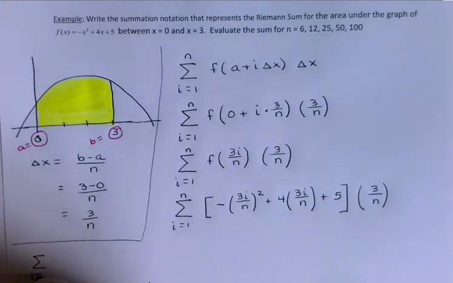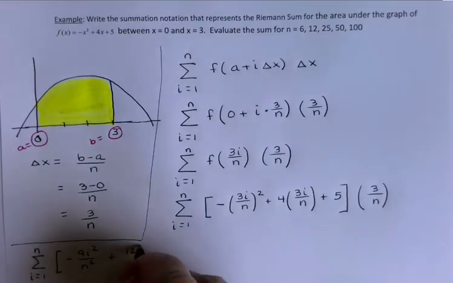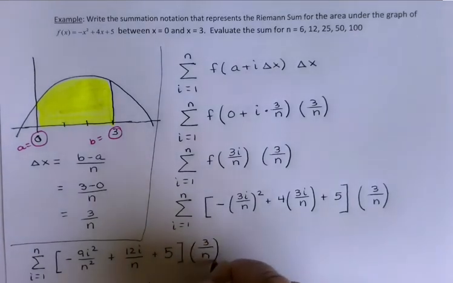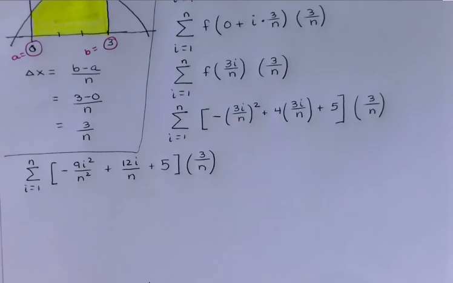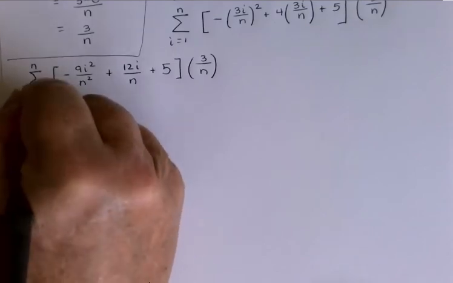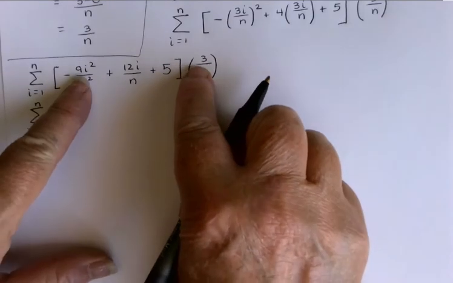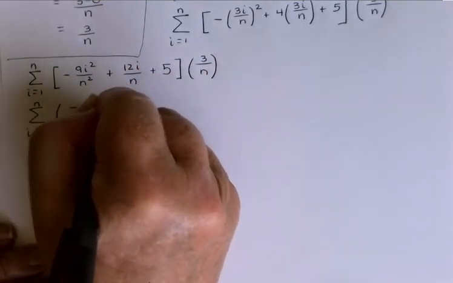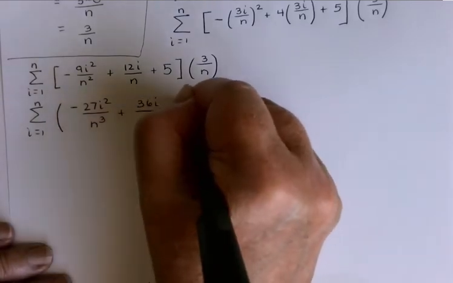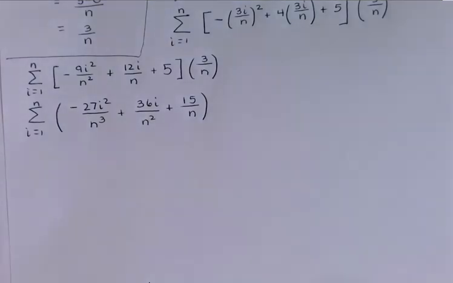So I've got the sum as i goes from 1 to n of negative 9i squared over n squared plus 12i over n plus 5, times 3 over n. So we've got all of our algebra setup done. Actually, one more step, sorry, I should probably distribute, and then I'll call my algebra setup done. Let's see, I would have negative 27i squared over n cubed plus 36i over n squared plus 15 over n. There we go. Now all of my algebra setup is done.